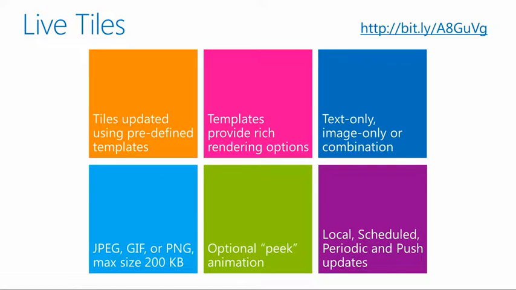As you saw, there's text only, image only, and a combination of both. As far as the images are concerned, you've got JPEG, GIF, and PNG support. The max size of the image that's going to be shown on a tile needs to be less than 200K. If you define a resource that's larger than that, then it's not going to download and it's not going to show. So that's something to be aware of. And lastly, there's a number of different delivery mechanisms that you can use for delivering these tiles: local, scheduled, periodic, and push. I've got a slide coming up which will show us when to choose which one for your application scenario.